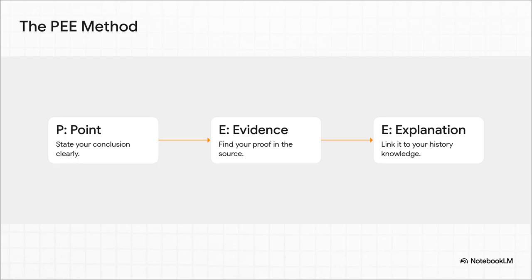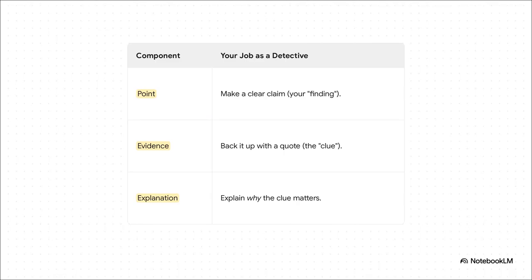First, you state your point. That's your main conclusion. Then you find your evidence, the actual proof from the source. And finally, the explanation. This is where you connect that clue to everything else you know about that time in history.